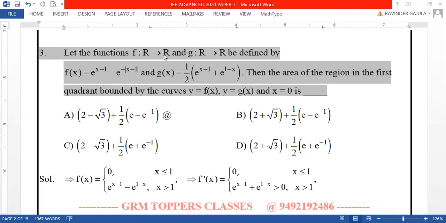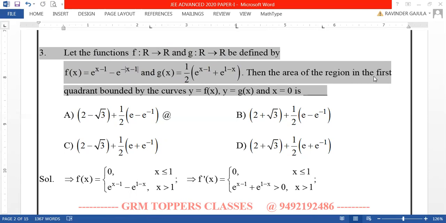Let the functions f from R to R and g from R to R be defined by f of x equal to e power x minus 1 minus e power minus of x minus 1 minus of mod of x minus 1. Just look at this function and get your own idea. g of x is half of e power x minus 1 plus e power 1 minus x.